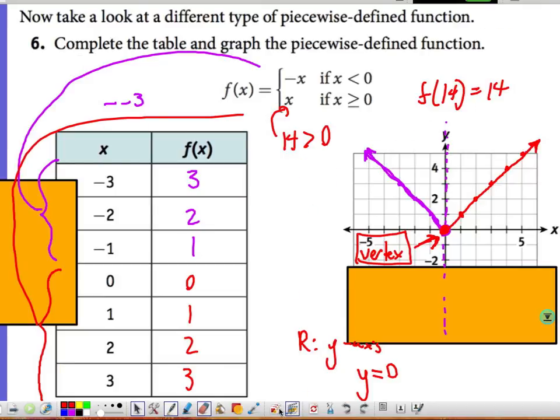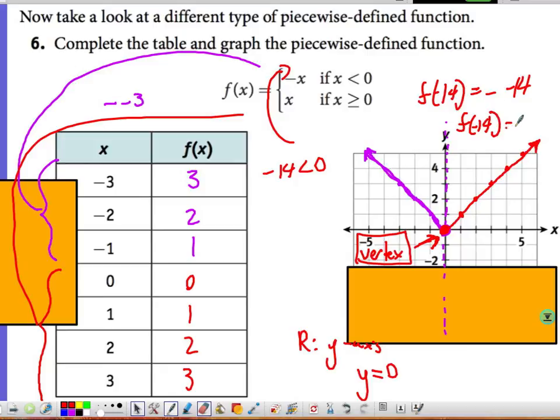If it's negative 14, I'm not going to plug it into this function rule. I'm going to plug it into this one, because negative 14 is less than 0. So if I plug in negative 14 for x, I get minus negative 14, which becomes positive 14. So f of negative 14 is equal to 14.